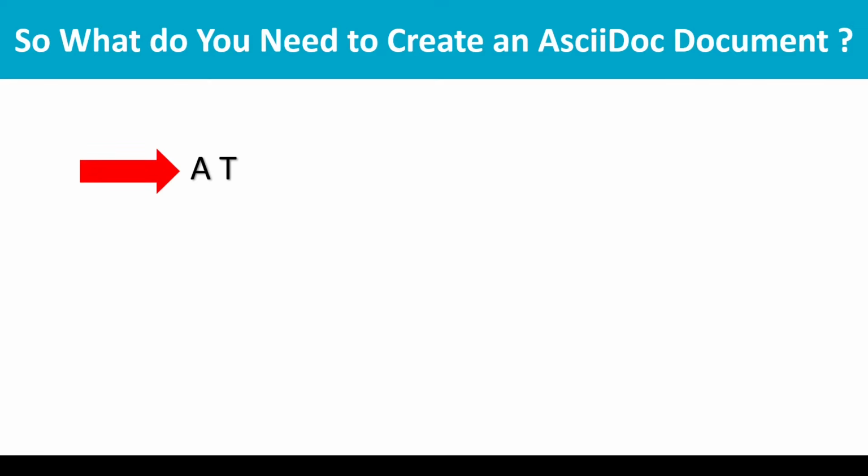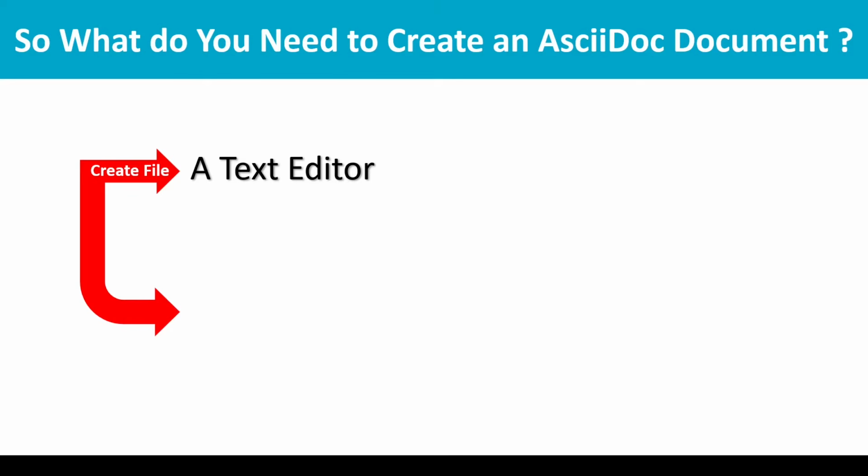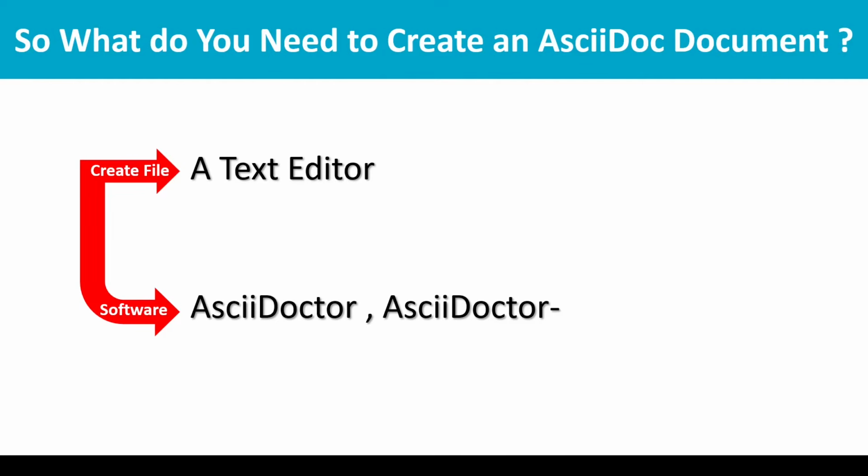Well, you need two things. The first is you need a text editor, and this is to create the AsciiDoc file. And the second thing is you need software, in fact two if you want, AsciiDoctor and AsciiDoctor-PDF. And these are very simple installs that I have described in chapter 2 of the book. So with these in place, you are all set to create AsciiDoc documents.